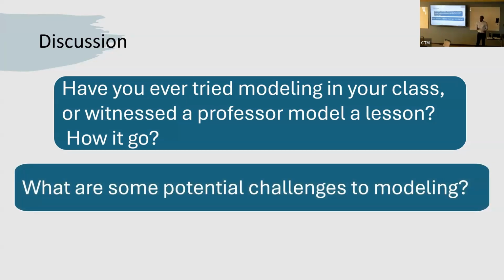Now, let's talk about some of the potential challenges to modeling. You've already mentioned one: maybe we have only one device, and we can't have so many people come to it because we are constrained with time, right? Are there any other potential challenges to modeling we can think about?